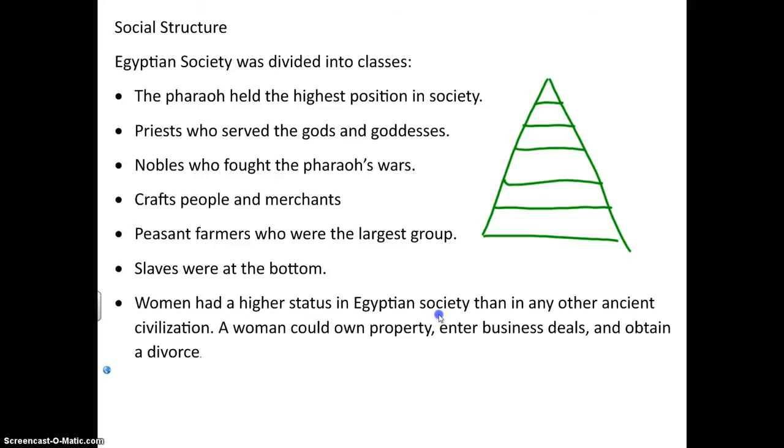Women have slightly higher status in Egyptian society than in any other ancient civilization. Women can own property, enter business deals, and obtain a divorce. They could also eventually become pharaoh.